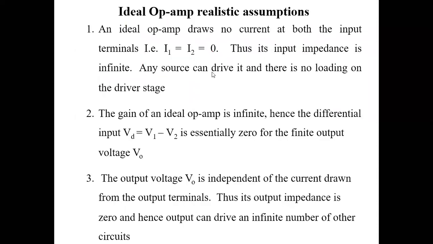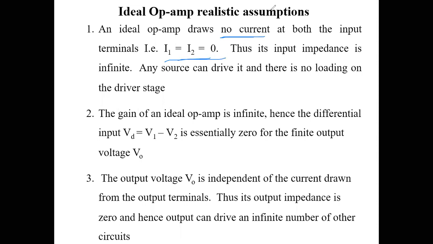So coming to the op amp assumptions, the realistic assumptions. This is the main important thing. You have to keep in mind always about the op amp. The first point is that the op amp doesn't draw any current at both the input terminals. Okay, that is no current at the input terminal, that is I1 is equal to I2 is equal to 0.